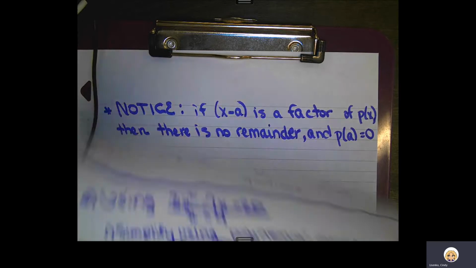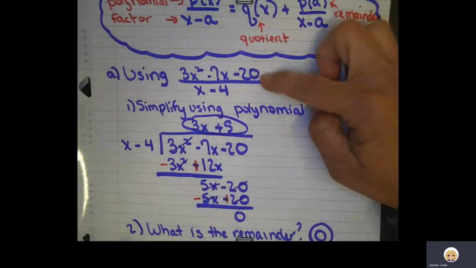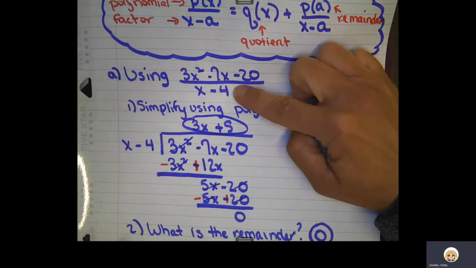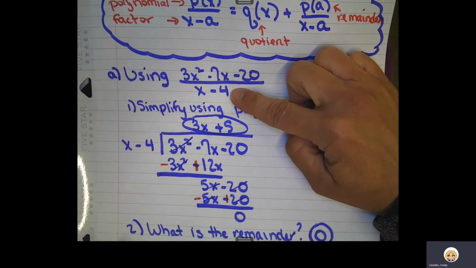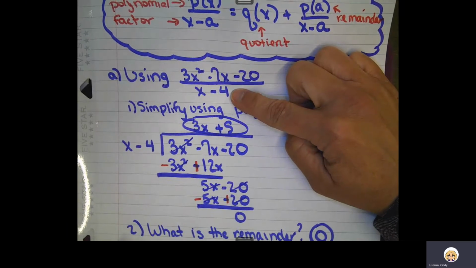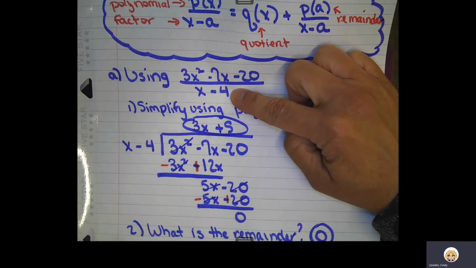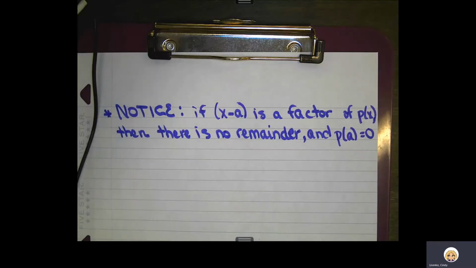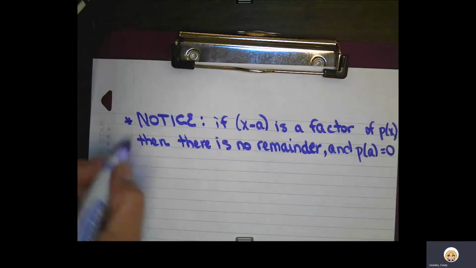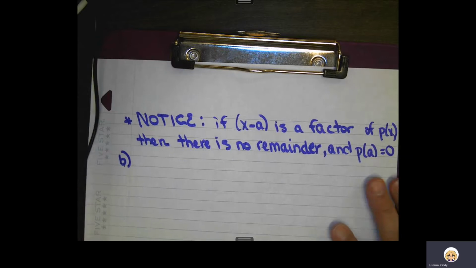So for instance, if I was to graph this, since there was a remainder of 0, it would touch the x-axis at positive 4, because remember, our 0 is the opposite of our factor. And we'll get into graphing later. So we're going to do some examples here. So this is example B.